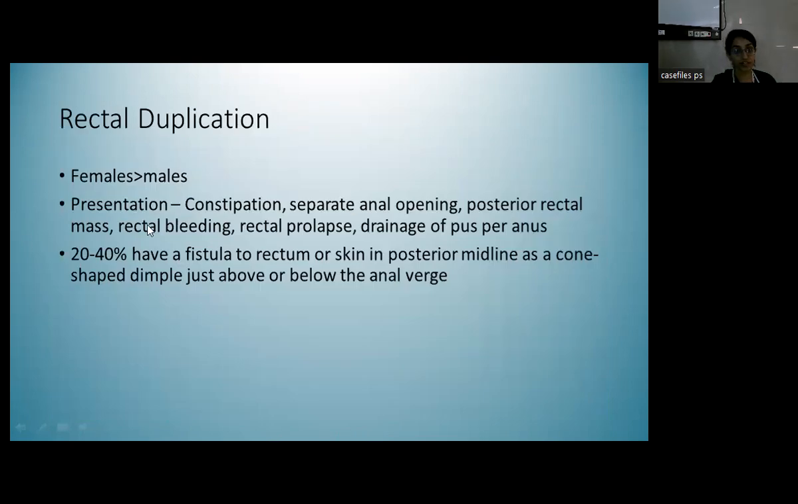Coming to rectal duplications, it is more common in females than in males. The presentation is constipation, or there might be a separate anal opening, or a posterior rectal mass, or rectal bleeding, rectal prolapse, or even drainage of pus per anus. 20 to 40% have a fistula to the rectum or skin in the posterior midline as a cone-shaped dimple.